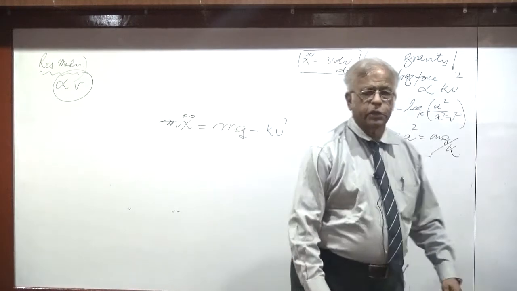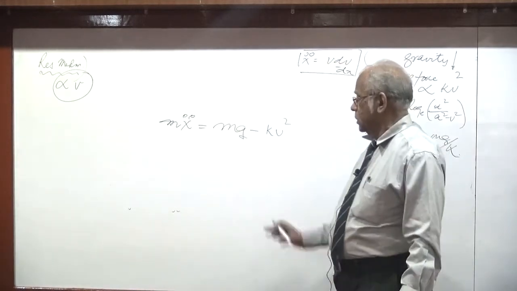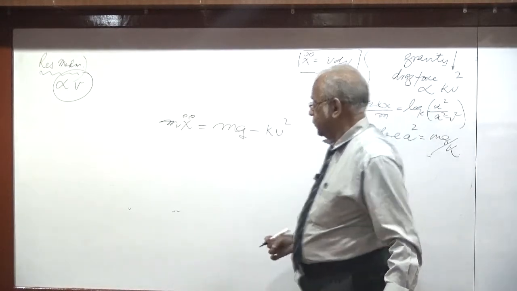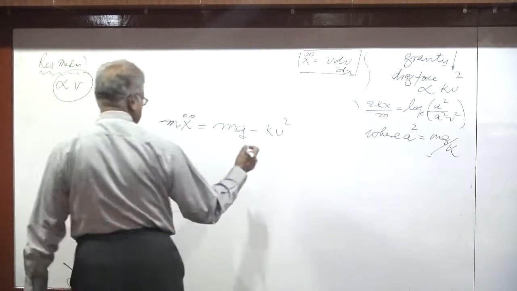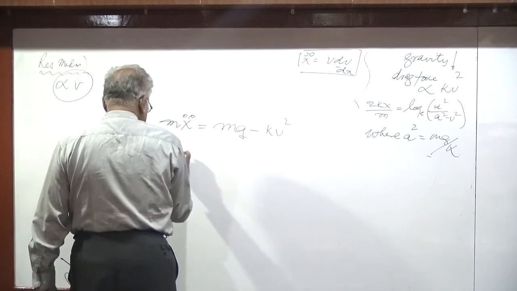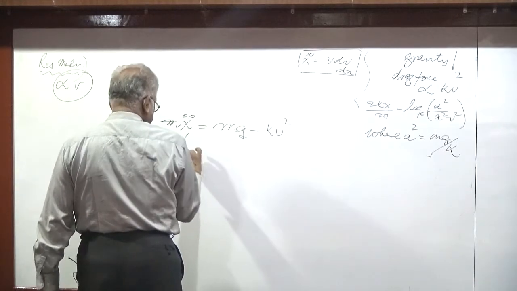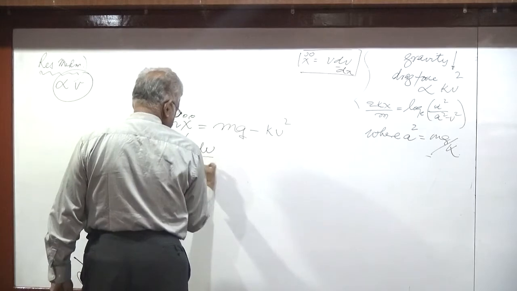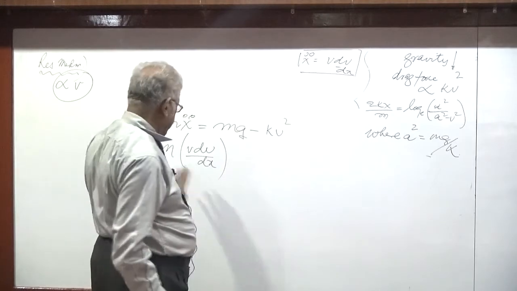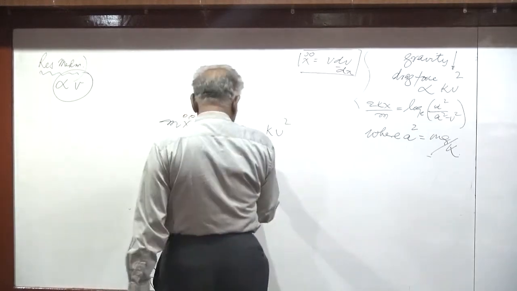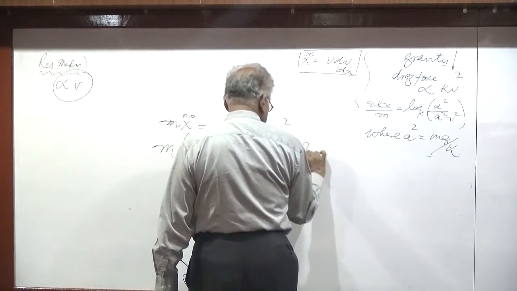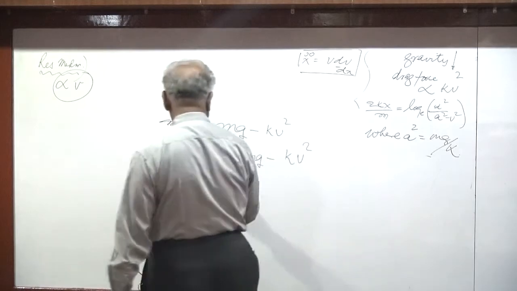We must remember specifically that m is the mass of the body, although it's not written anywhere in the problem, but that's a foregone conclusion. m is the mass of the body. Now, this we write as m v dv/dx. So x double dot, d2x/dt2, is replaced by v dv/dx, is equal to mg minus kv square. That's it.